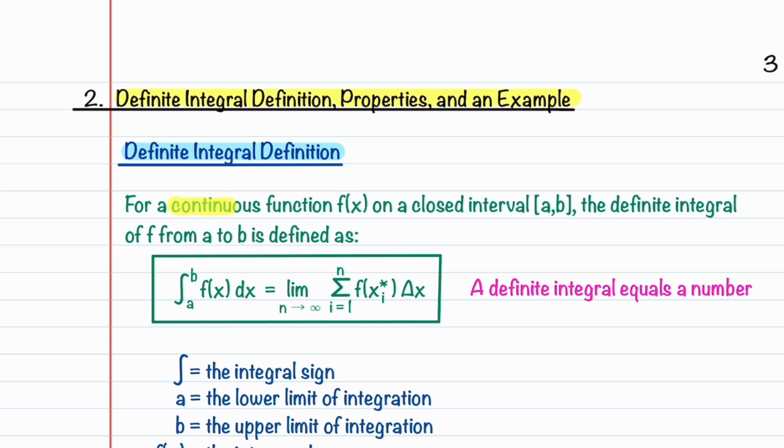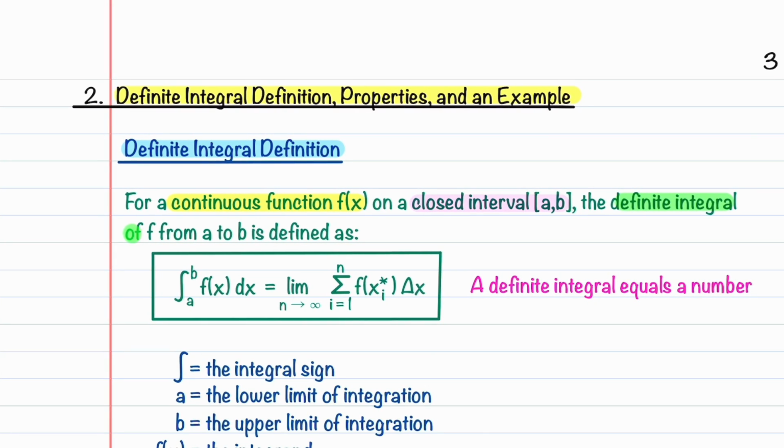For a continuous function f of x on a closed interval from a to b, the definite integral of f from a to b is defined as the integral from a to b of f of x times dx. And this is equal to the limit as n goes to infinity of the Riemann sum i goes from 1 to n of f of x sub i times delta x. A really important thing to remember is that a definite integral equals a number. It does not equal a variable.